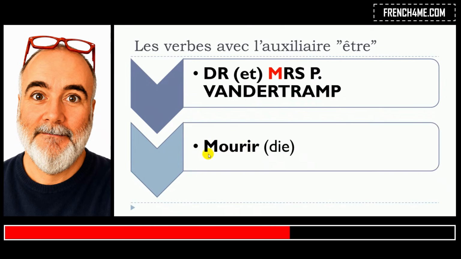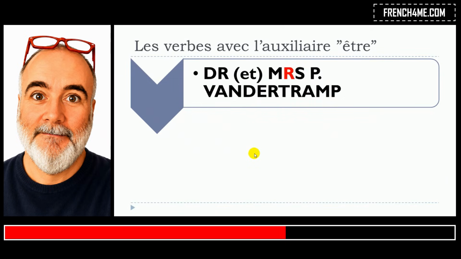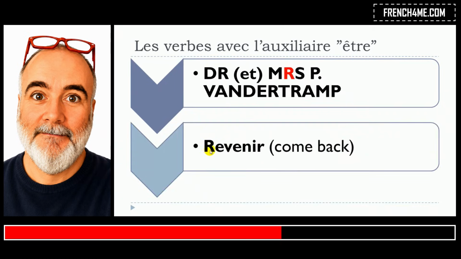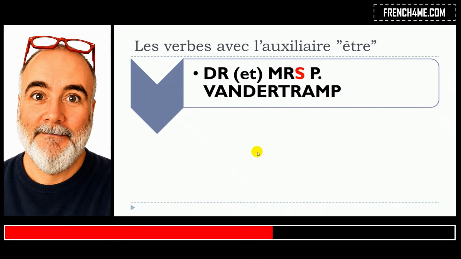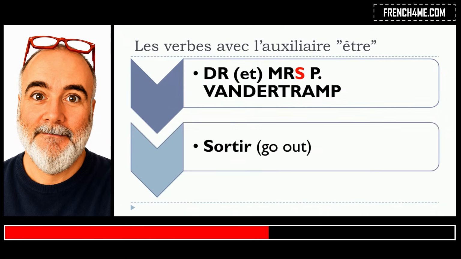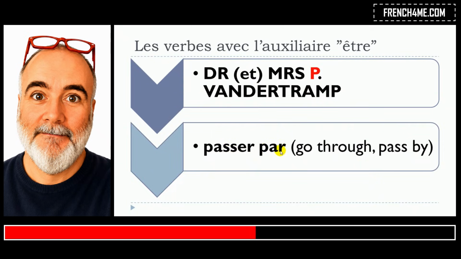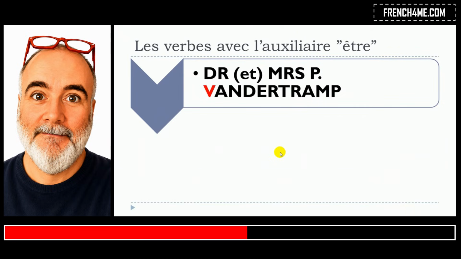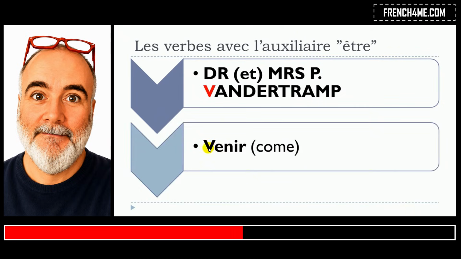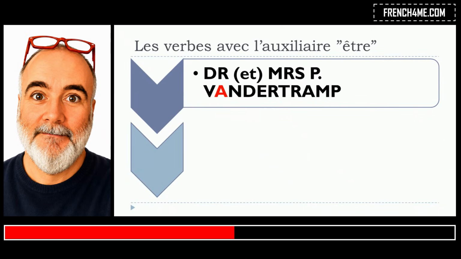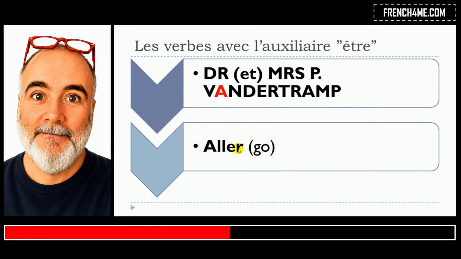Then M will be for mourir. Mourir. R will be for revenir. Revenir. Then we'll have S, and it will be for sortir. Sortir. P, passer par. Okay, passer par. Then V, venir. Okay, venir. After that, you will have A, and A is for aller. Aller.